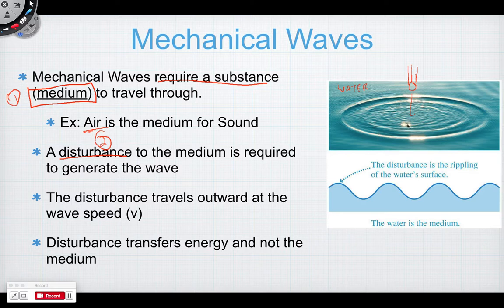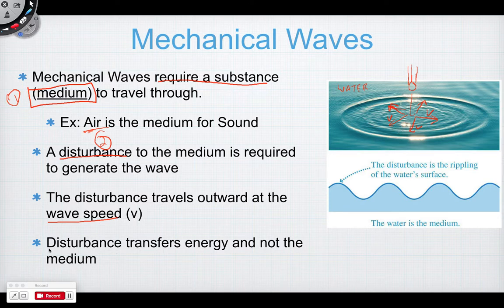So what happened from there? You had a wave traveling out in all directions. We say a wave propagates out. It travels outward at a wave speed, a certain speed. In this direction, a certain speed, that direction, a certain speed, and so on.